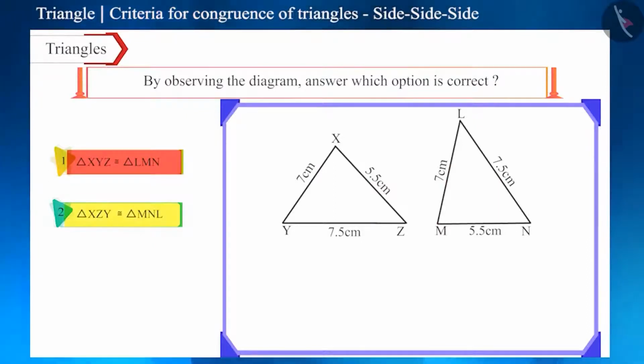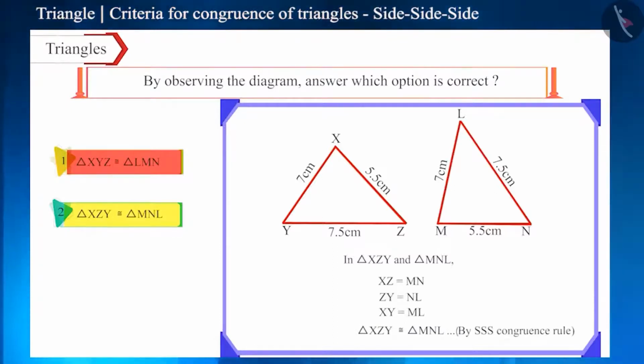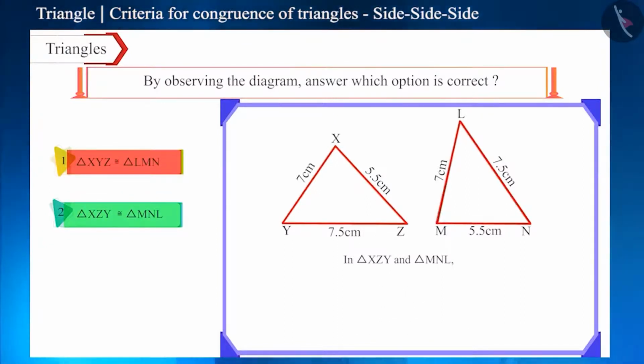Now look at the second option. The triangles are same, only their names have been changed, because of which their corresponding sides are equal to each other now. So, we can say that triangle XZY and triangle MNL are congruent. Therefore, this option is correct. Look carefully. The vertices of these two triangles have 1-1 correspondence, according to which these triangles are congruent.